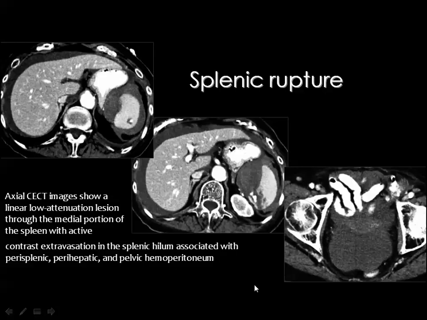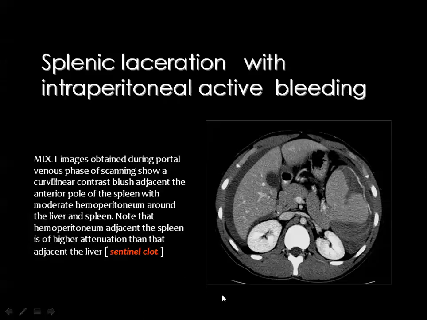And this is also a case of splenic rupture with extensive intraperitoneal hemorrhage. Here you see the laceration of the posterior wall of the spleen, and you see extensive hypodense collection within the peritoneal cavity as well as in the pelvis. And the sentinel clot sign can be easily appreciated here, where you identify the relatively hyperdense collection or hematoma adjacent to the site of injury, and the relatively hypodense bleeding in the rest of the peritoneal cavity.